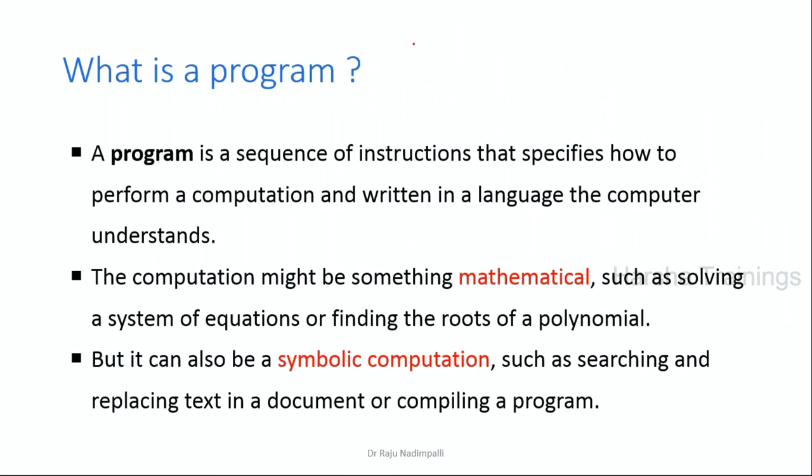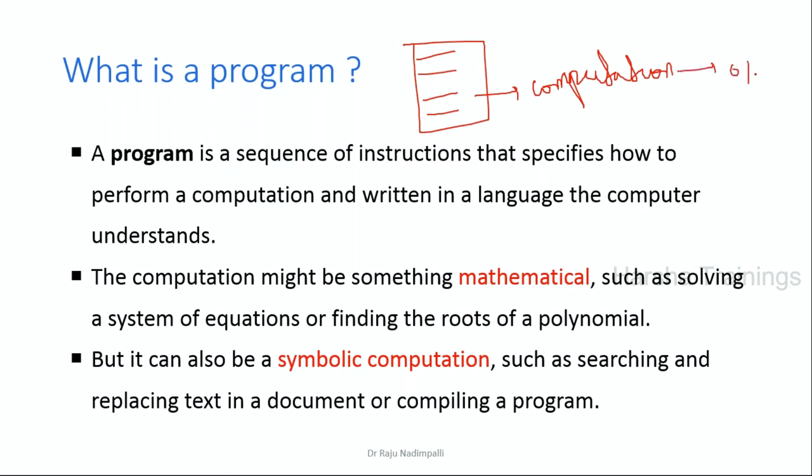What we discussed is a program is a set of instructions. When we execute these set of instructions, we will do some sort of computation. This computation is going to produce an outcome. This computation produces an output. That's what I have discussed.